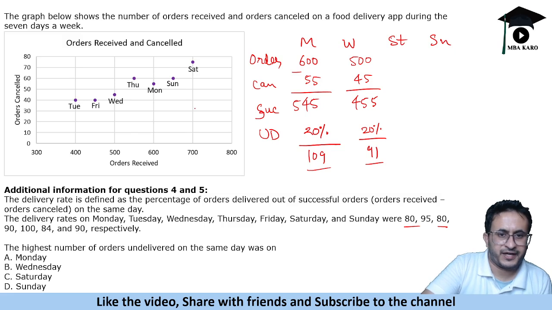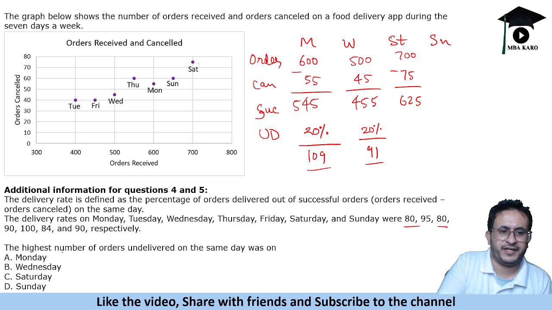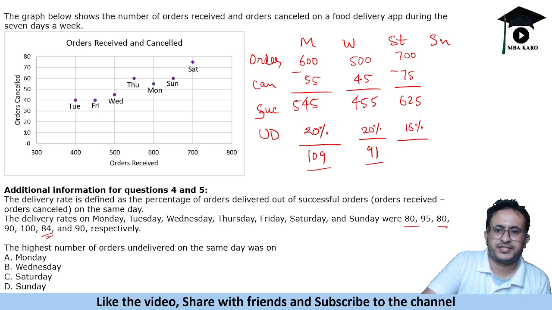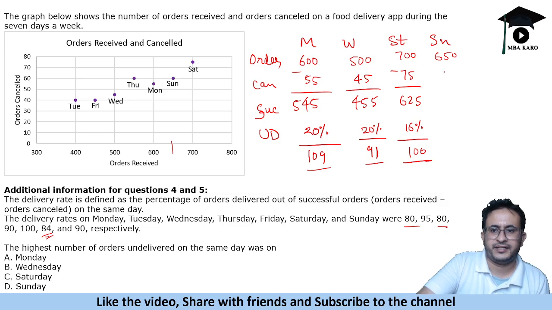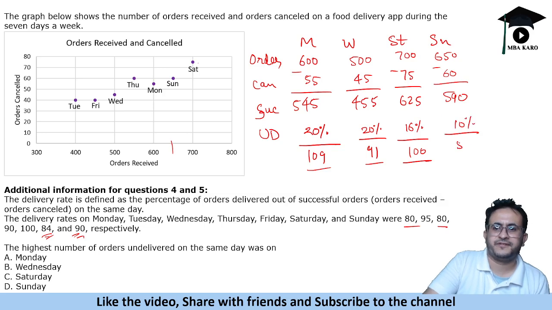Then Saturday we have 700 orders received, out of which 75 are cancelled, so 625 are remaining, and we have 84% delivery, so 16% undelivered, 16% will give us 100. On Sunday we have 650 orders, out of which 60 are cancelled, that is 590, and 90% are delivered, so 10% undelivered, that will give us 59.